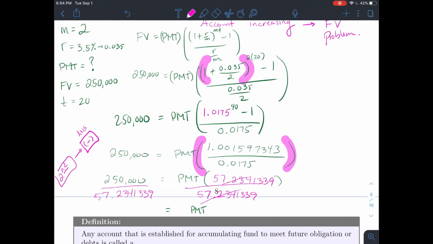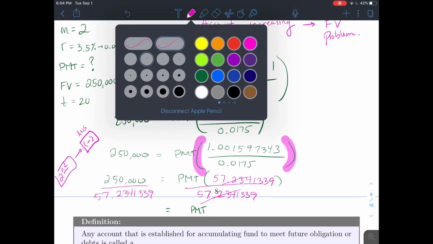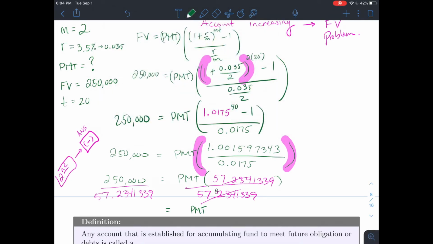What that's going to do is take the value from your previous line, which should be 57.234139, or you can just type it in, whichever you prefer. In any event, your final payment amount should be $4,368.02.